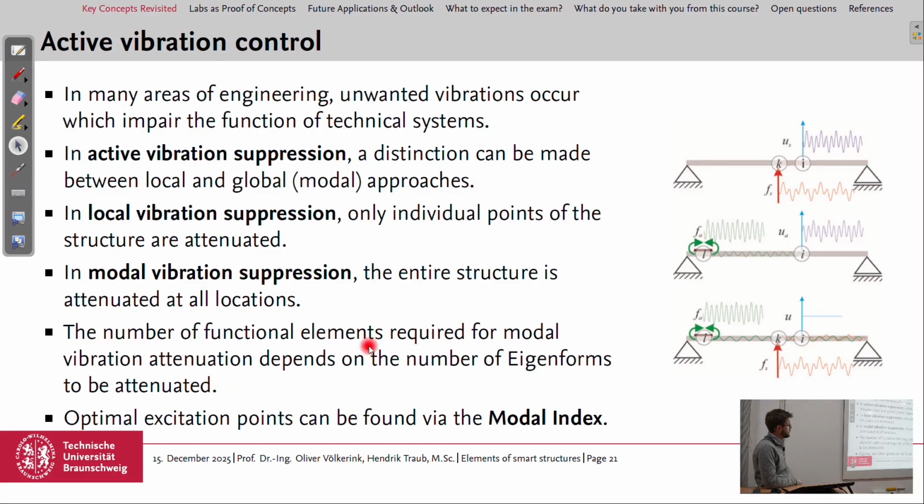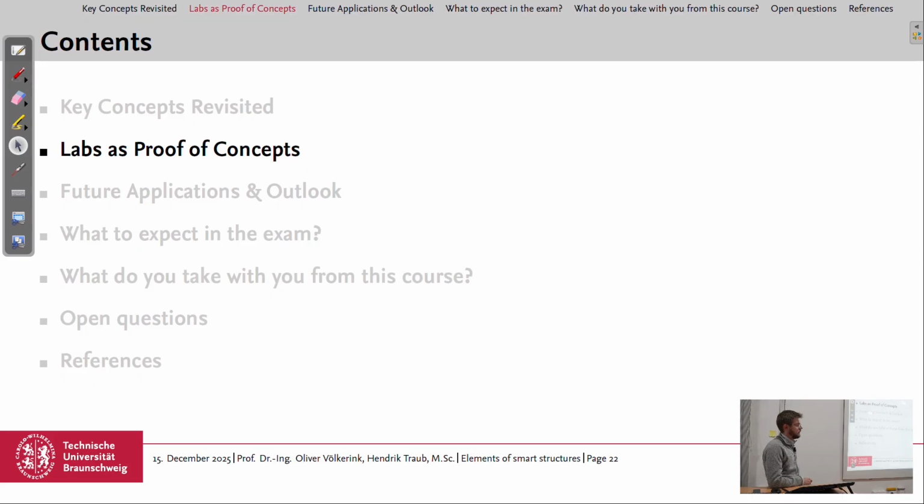And the number of functional elements required for this modal vibration suppression depends on the number of eigenmodes we want to attend. And we can find the optimal excitation points via the modal index, where the modal strain is highest. Then we had the labs as proof of concept. I think Hendrik will briefly recap what we had in the labs.